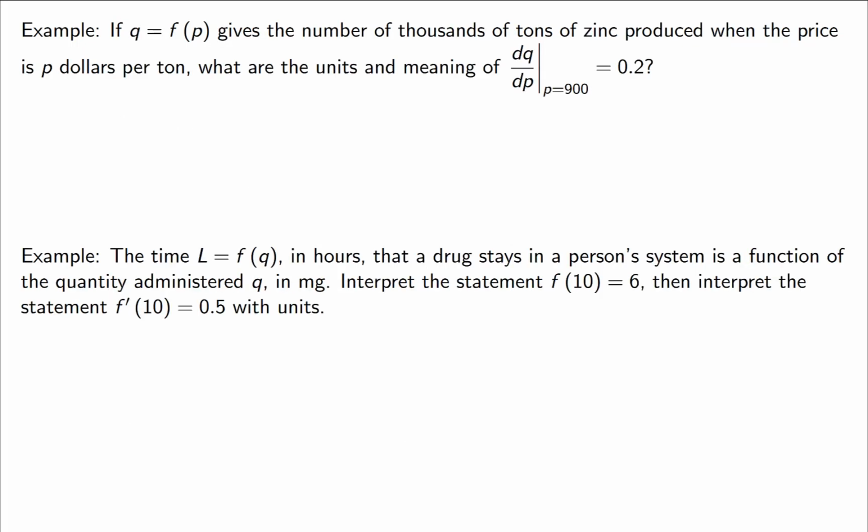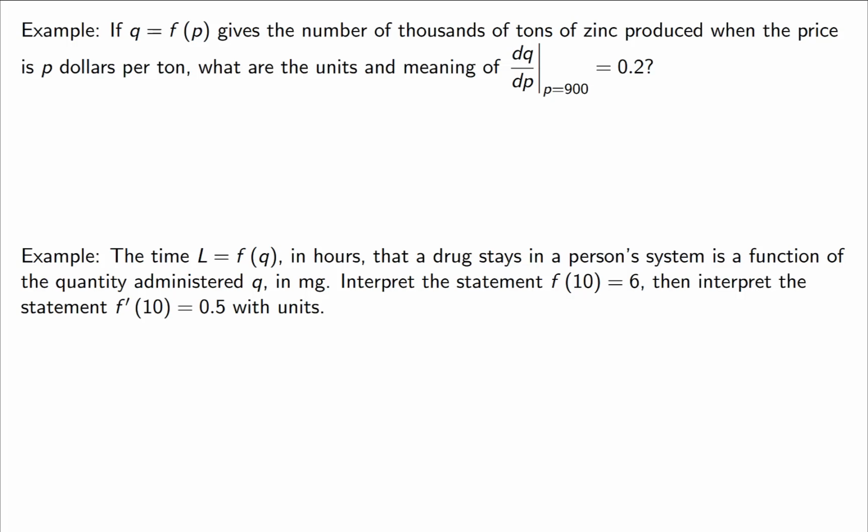This next example uses the strange Leibniz notation, again for the sake of exposing it to you in case it comes up in the homework. Q equals F of P gives the number of thousands of tons of zinc produced when the price is P dollars per ton. So this is a supply function, actually. When you have a price of P dollars per ton, this function is going to tell you how many thousands of tons the suppliers are willing to produce.